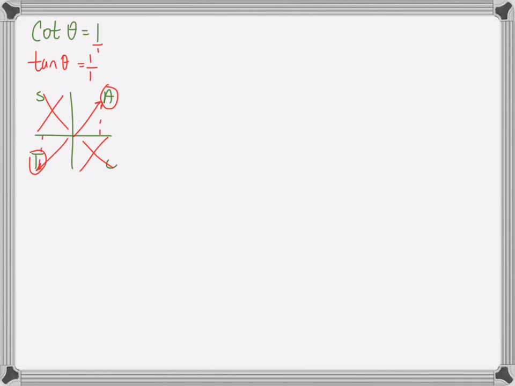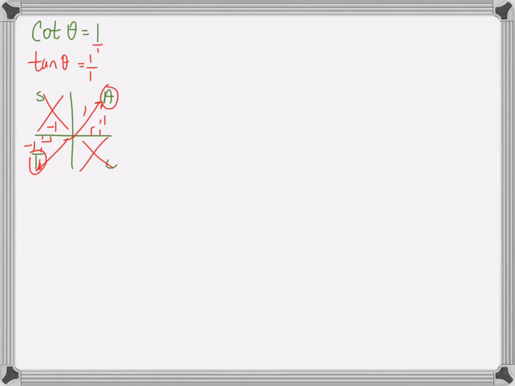And tangent is opposite over adjacent, or y over x. So 1, 1, and 1, 1. Now you might be saying, well wait, I thought the ones had to be negative here in the 3rd quadrant. They do, but remember, negative 1 over negative 1 makes positive 1. So, just be aware of that.